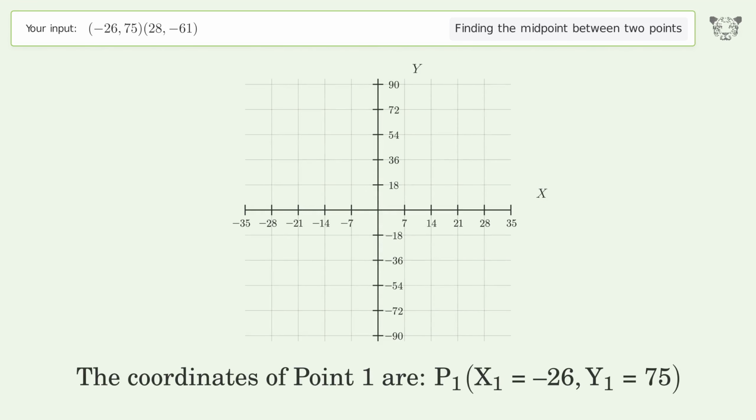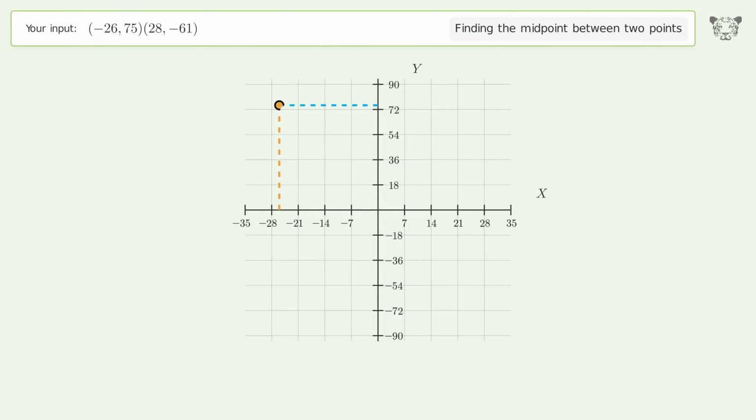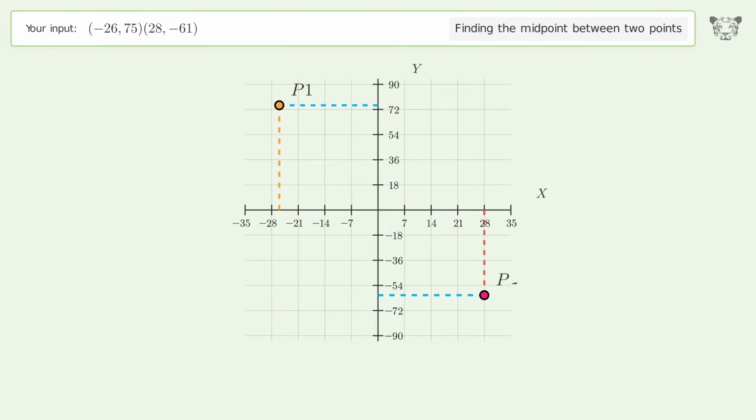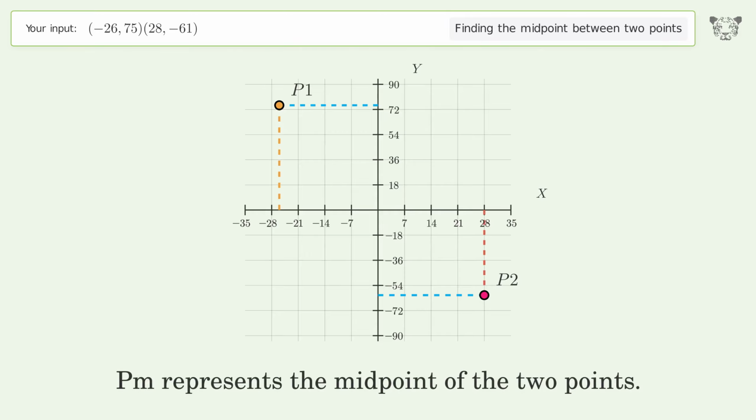The coordinates of point 1 are, x1 equals -26, y1 equals 75. The coordinates of point 2 are, x2 equals 28, y2 equals -61. PM represents the midpoint of the 2 points.